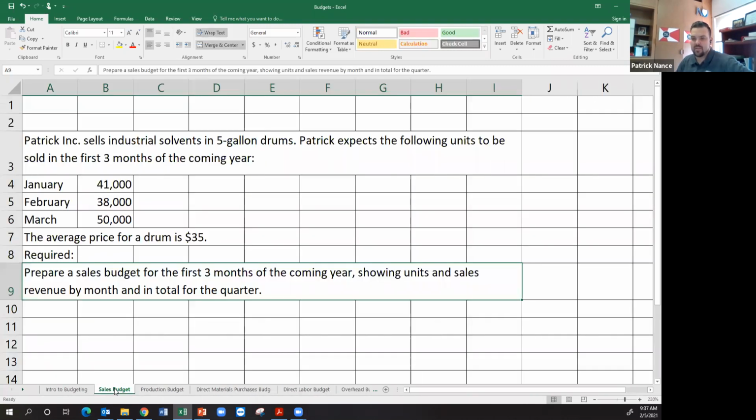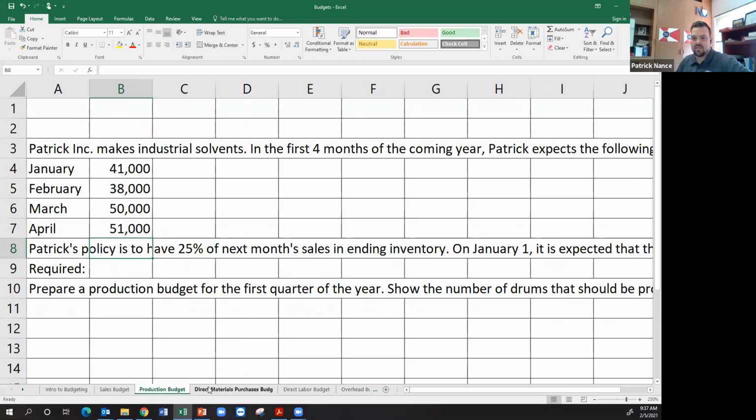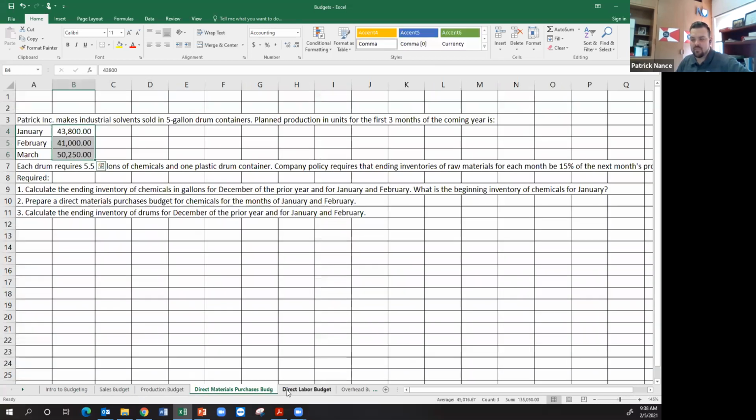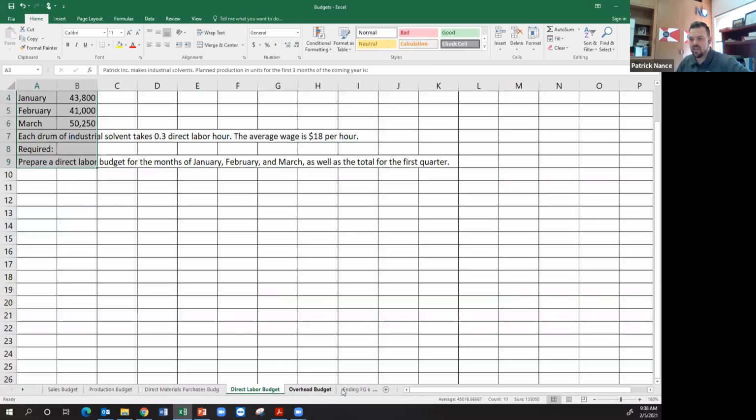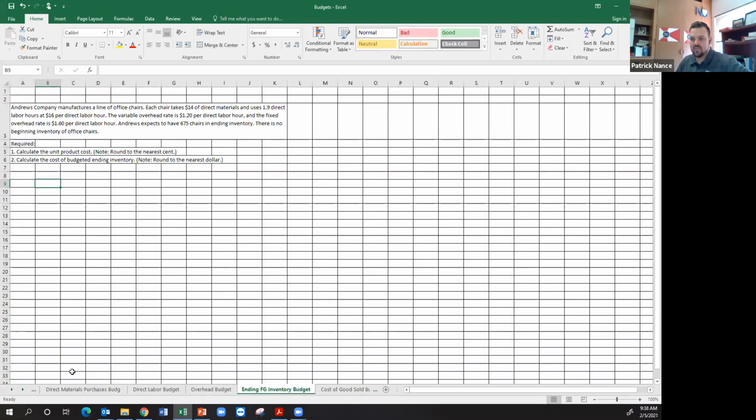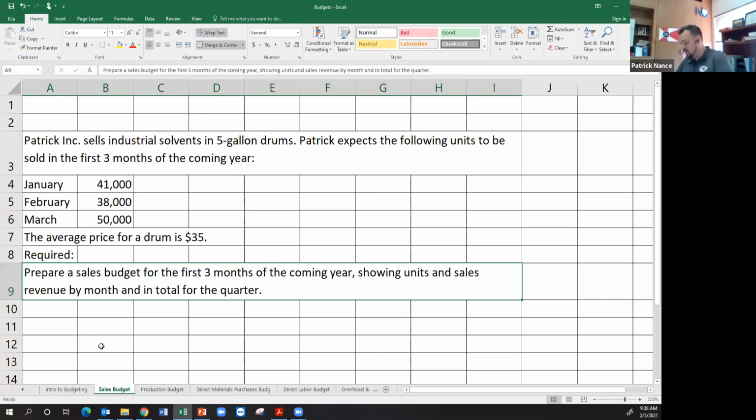If I don't know what my sales are, I can't estimate how much I'm going to produce. I can't know how much I would need to buy for my direct materials, how much labor I need to have on hand, and then obviously overhead and everything else too. So it just starts rolling from there. So this is probably the simplest, most straightforward budget of the group. And effectively, all we've got to do is figure out exactly how many we are going to sell.